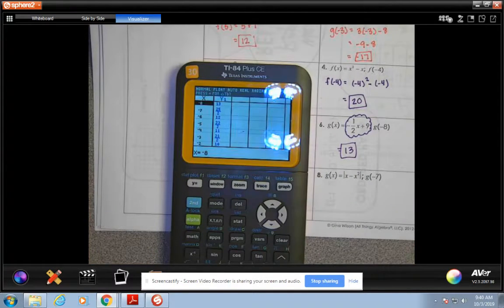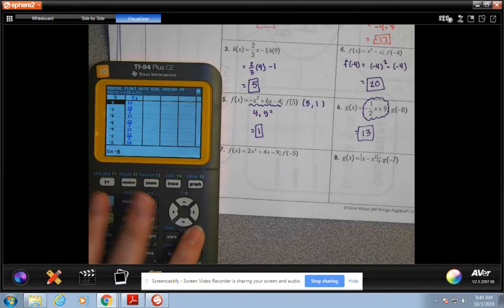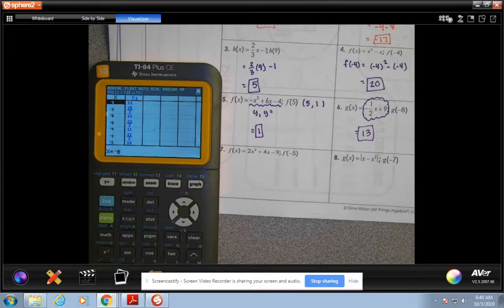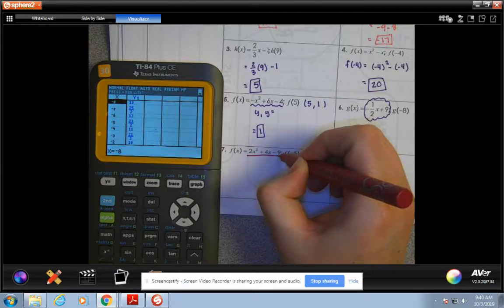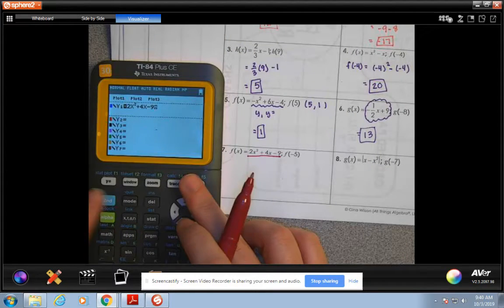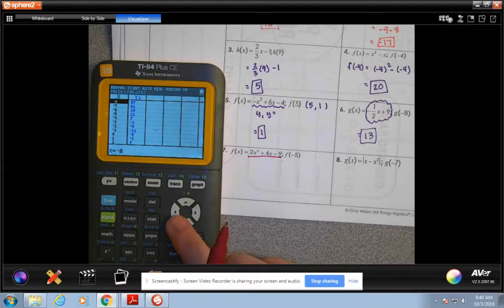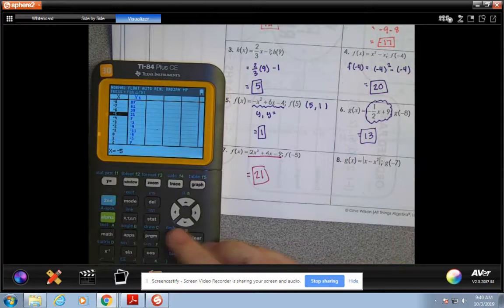All right, let's look at the next couple too. Number 7 here. Whew, we got a big long function to put in our calculator. So we're going to put 2x squared plus 4x minus 9 in y equals. So clear it out, 2x squared plus 4x minus 9, and go second graph. We're looking where x is negative 5. Where x is negative 5, y equals 21. So 21 would be the answer.